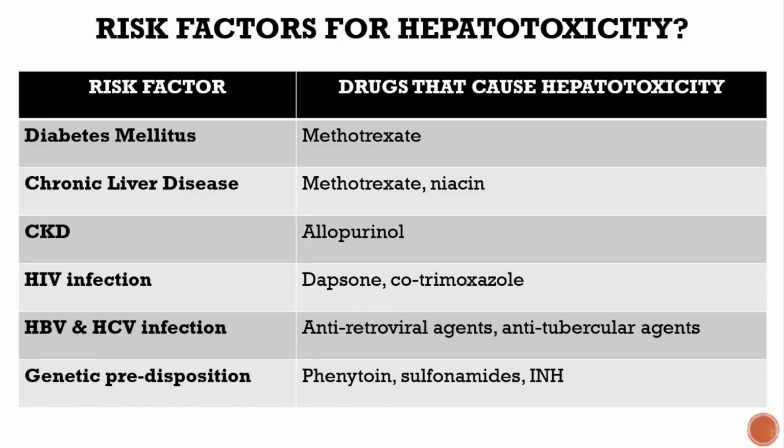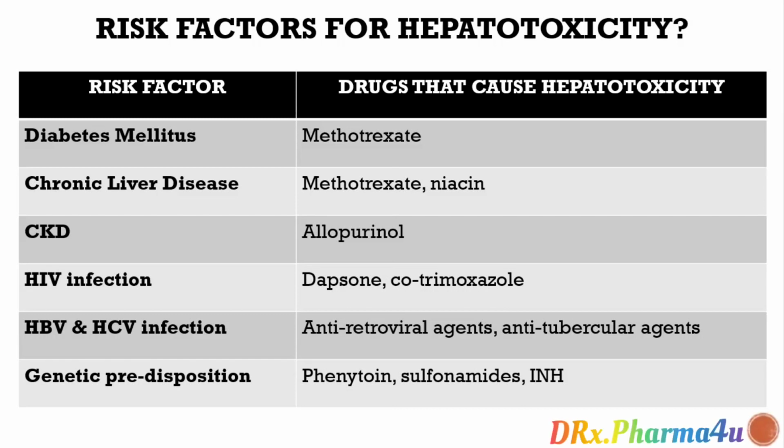So niacin is actually a very powerful HDL increasing molecule, but the problem with niacin is that it has a lot of side effects which actually limit its usage. So if you are having chronic liver disease and you are under methotrexate or niacin therapy, then it may precipitate hepatotoxicity in you. If you are suffering from CKD, chronic kidney disease, then allopurinol.